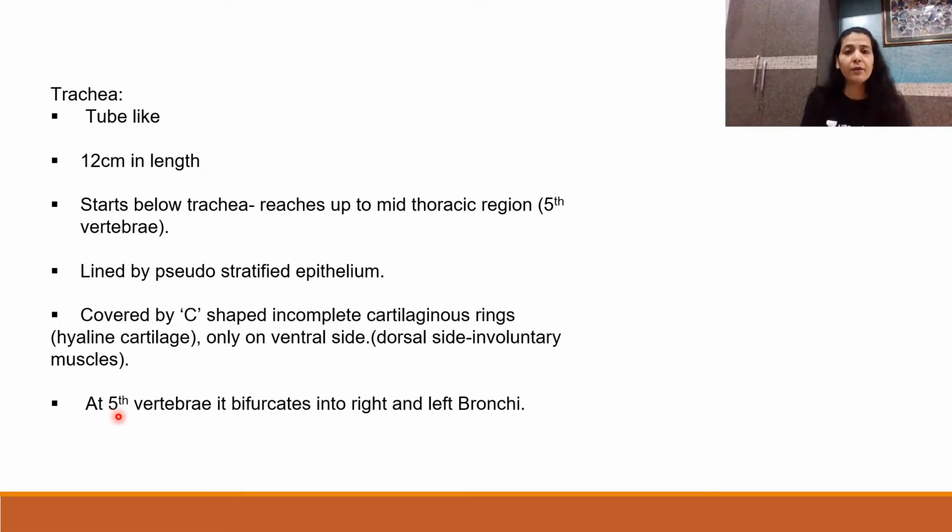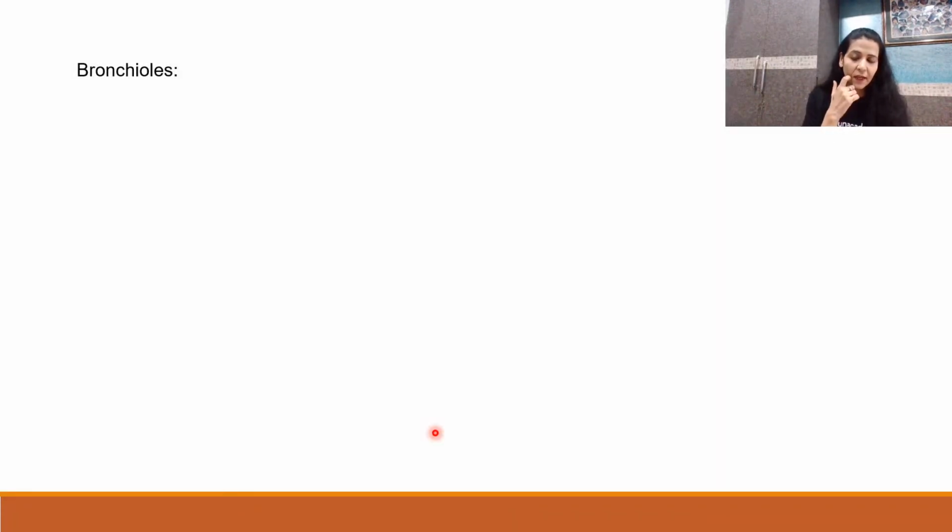All right, and at the level of fifth vertebrae, it bifurcates into two more tubes. Those two tubes are known as bronchi. Right? All right. Okay, now bronchi. The trachea has brought the air, it has reached up to bronchi, and from bronchi it is going to enter into the lungs.